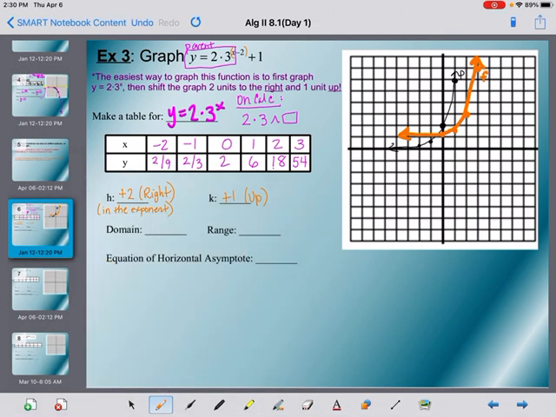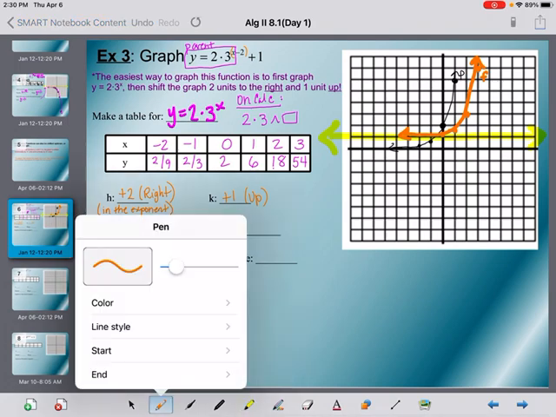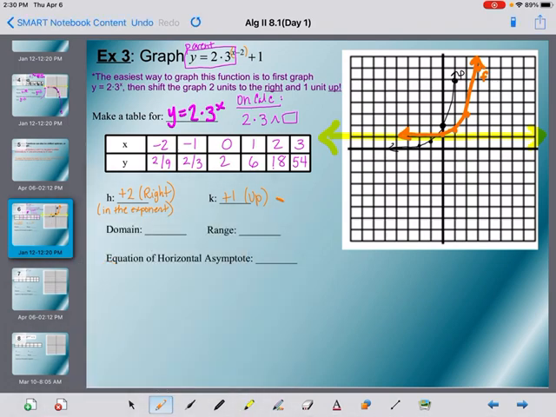Now notice that my graph now lives more than just above the x-axis. Now it's living above y equals 1, right? So my horizontal asymptote has been moved to y equals 1, and that is because of that k value that I had. So that k value is what moves the equation of my horizontal asymptote. We'll make a little note about that: this moves my horizontal asymptote. So the equation of my horizontal asymptote for this graph is y equals 1.